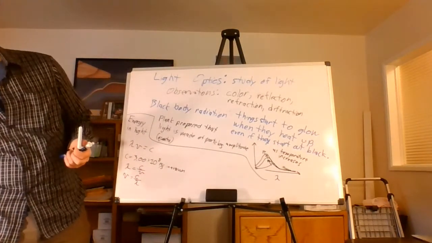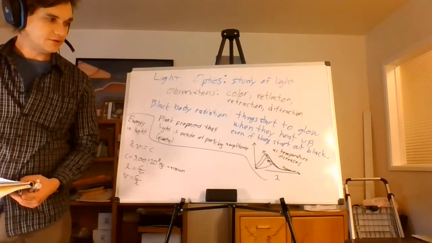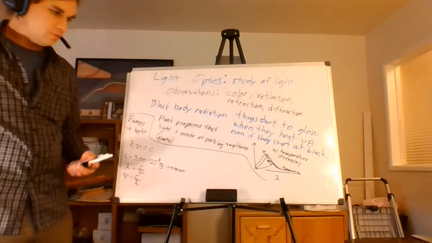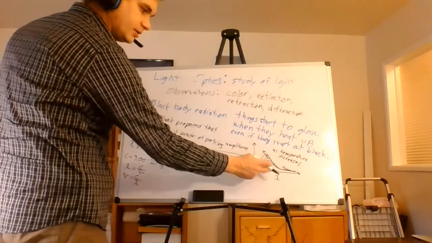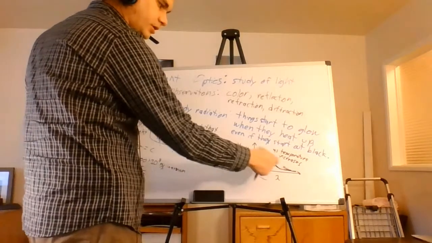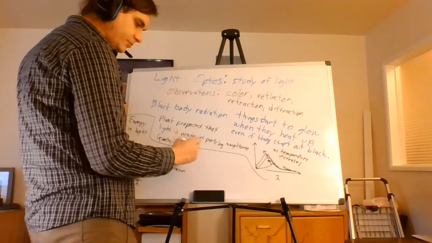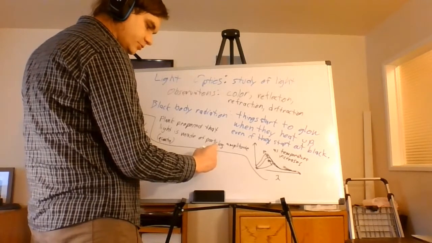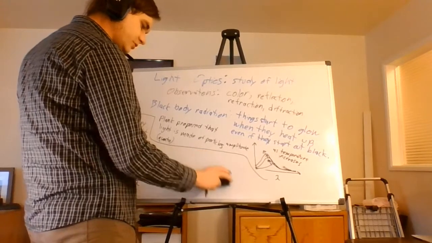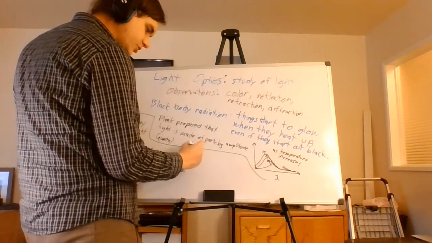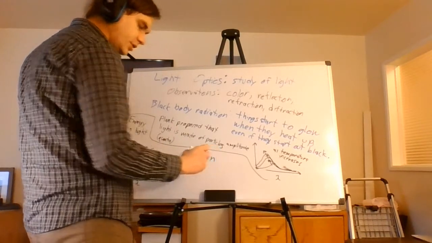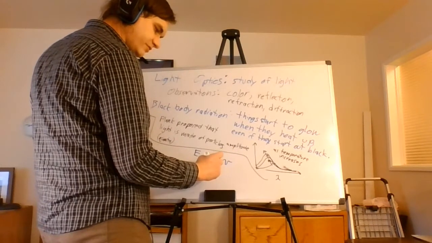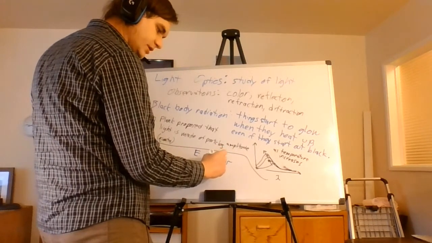Now, the way that Planck ended up getting graphs that looked like this, based upon the different temperatures, is that he proposed that the energy in a sample of light is equal to the number of photons times the frequency of the photons times a constant.